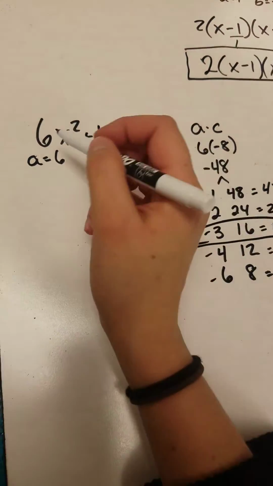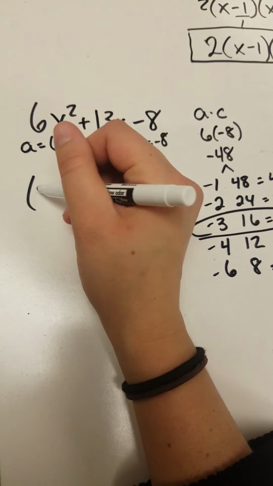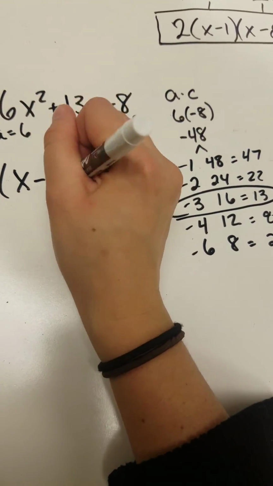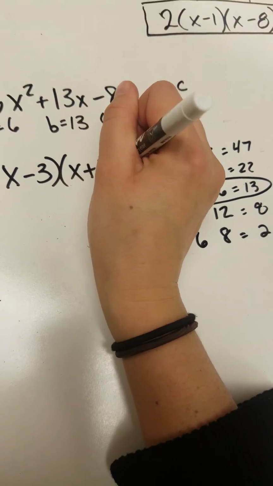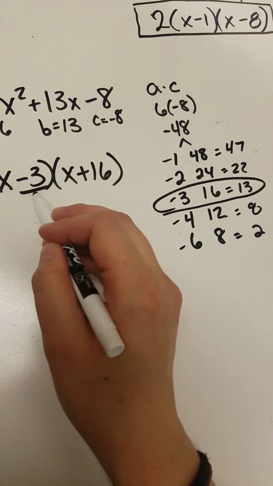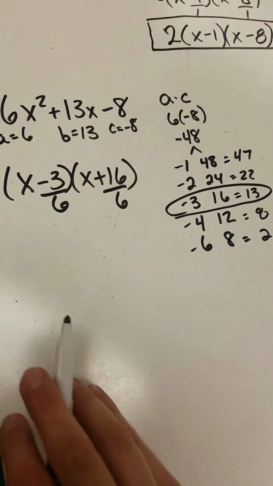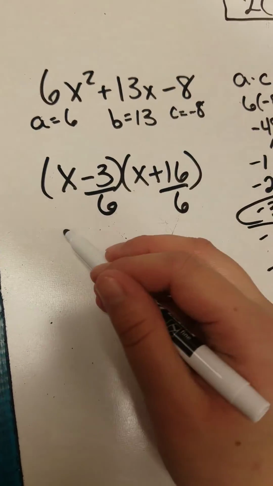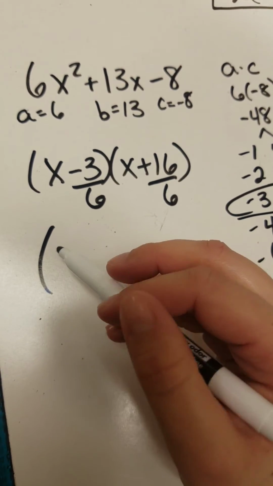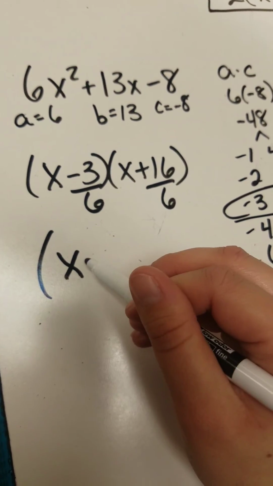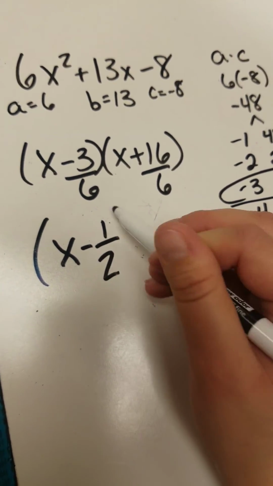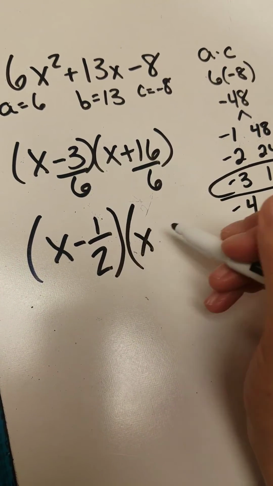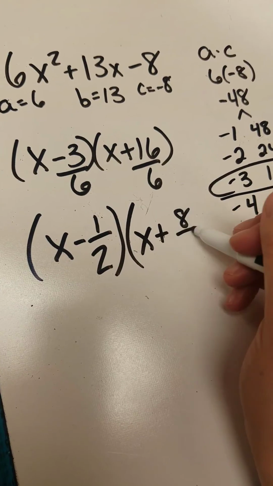Okay, so now we're going to take our negative 3 and our 16 and we're going to put them in our parentheses. So in this case, x minus 3, x plus 16. We're going to take our a value and divide. And then one of the big steps that was missed is reducing. So make sure you reduce if necessary. So negative 3 over 6 is going to reduce to negative 1/2. 6 and 16 can reduce by 2, leaving us with 8/3.